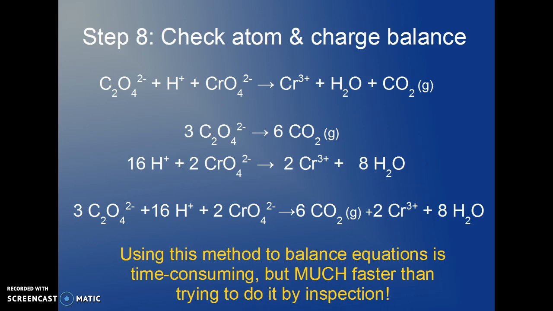We use this method to balance equations, redox equations. It's time consuming, but if you try to do something like this by inspection, you'll probably grow very, very old before you can get many of them done.